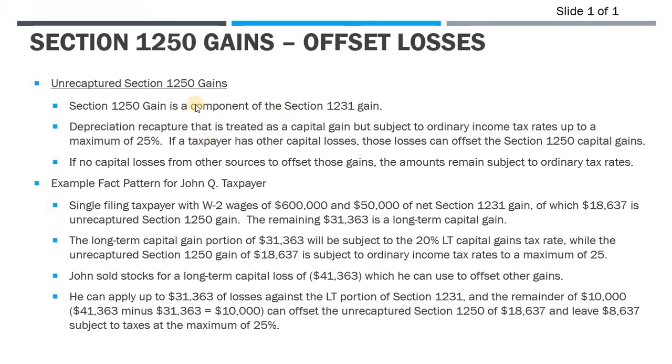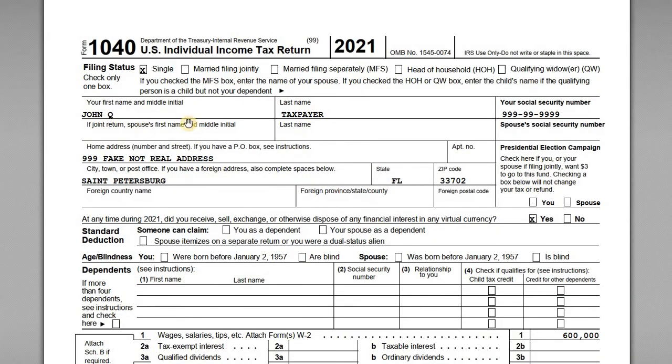But the point I want to highlight in this video is how when we have Section 1231 gains and we have unrecaptured 1250 amounts, we can still use capital losses from other sources to offset those gains. So I've got one slide in front of us, and then we do have a tax return here for our taxpayer, John Q, which we'll be able to see how this works.